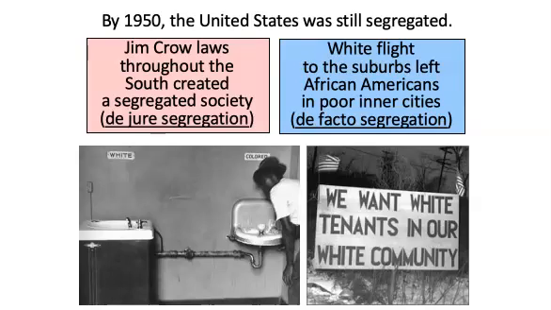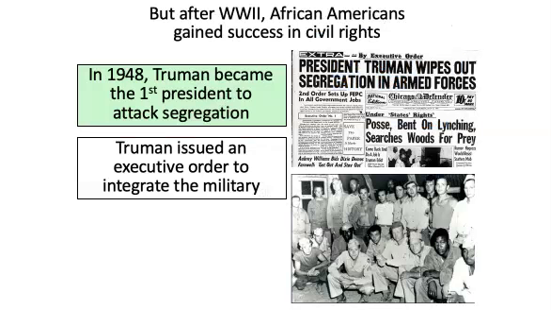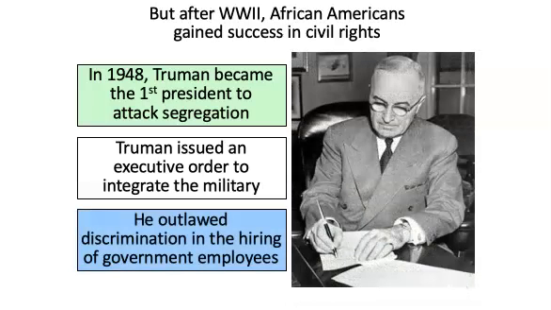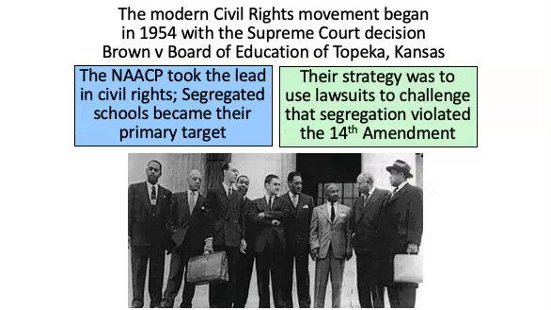But we start to see that change during the Truman and Eisenhower administrations. After World War II, African Americans are going to start to gain some successes in civil rights. And in 1948, Truman becomes the first president to attack segregation. He's going to issue an executive order to integrate the military, and in that same order, it outlaws the discrimination of African Americans in the hiring of government employees. A few years later, the modern civil rights movement is going to begin in 1954 with the Supreme Court decision in Brown v. Board of Education of Topeka, Kansas.